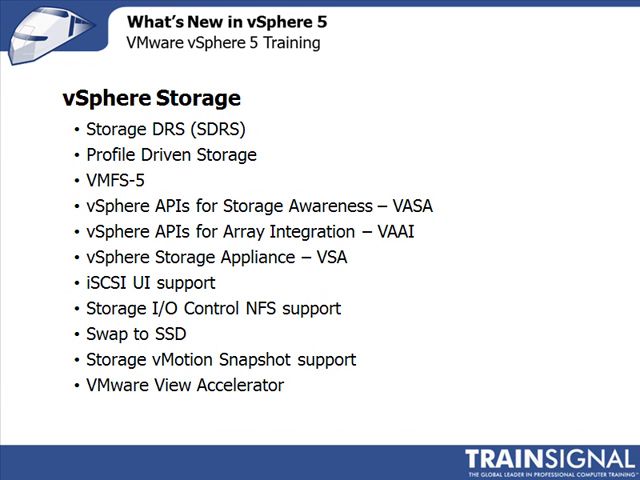VMFS 5, so there's a new version of the VM file system, or the VMware file system. So it goes from version 3 to version 5. I'm going to talk about some of the enhancements. vSphere APIs for storage awareness, VASA. So VASA is typically used in conjunction with profile-driven storage. What VASA allows you to do is create APIs for storage vendors that allow the storage vendor to tie into vCenter, so that vCenter understands the underlying storage.